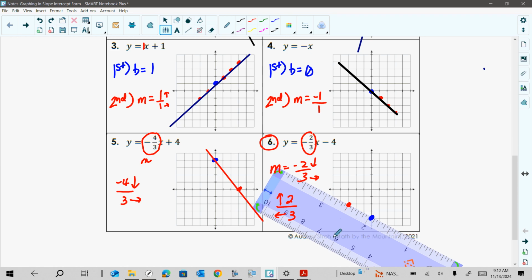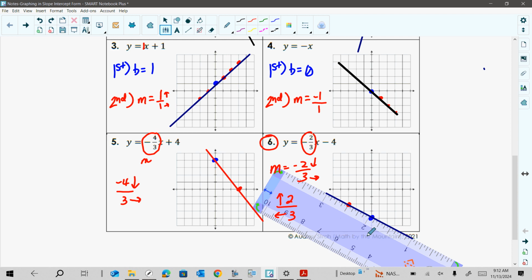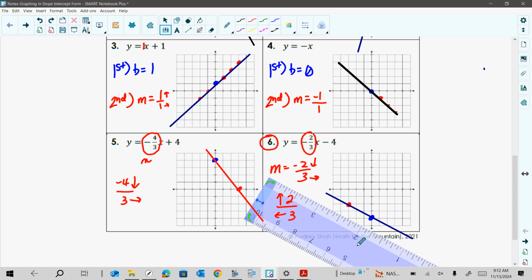And just get your ruler, line it up on the 2 points, draw your line through the points.